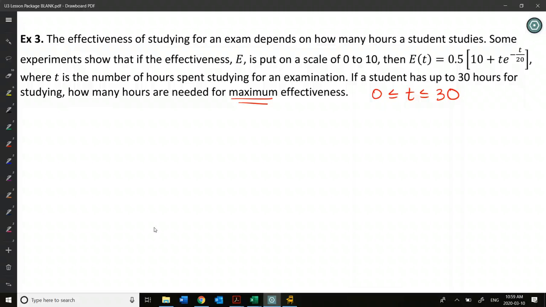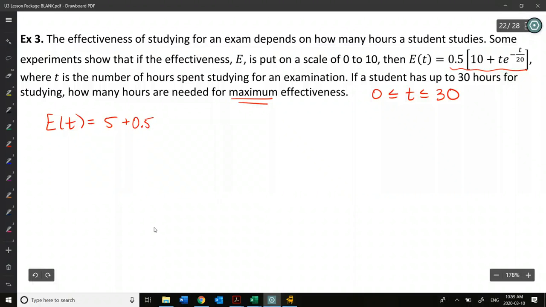Okay, we also need to find the derivative to find critical numbers. Before we find the derivative, I'm actually just going to put the 0.5 into the function so that we don't have to worry about the constant multiple in front.